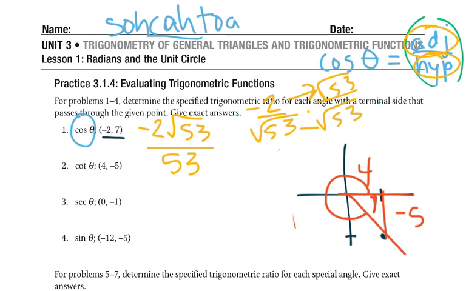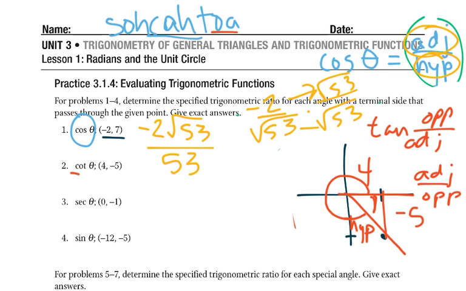Now with cotangent, we actually don't need the hypotenuse, right? Because tangent is opposite over adjacent. The cotangent is just that reciprocal, so the adjacent over the opposite. So if our angle's right here, the adjacent would be 4, the opposite would be negative 5. So negative 4 over 5, and we're done with that one. That one wasn't bad, was it?